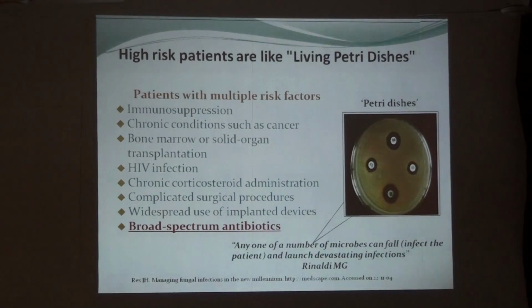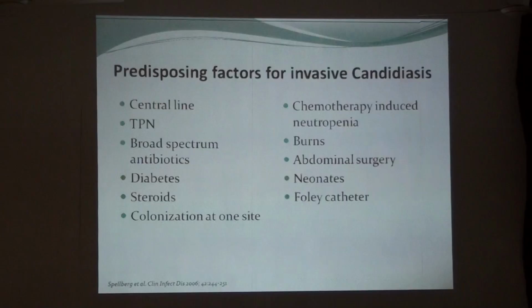Prophylactic management. Many of our high-risk patients are like living petri dishes. Patients who are immunosuppressed, cancer patients on chemotherapy, HIV infection, patients on steroid administration, patients with complicated abdominal surgical procedures, widespread use of implanted devices, the use of broad-spectrum antibiotics, particularly the carbapenems, total parenteral nutrition, diabetes, multiple sites of colonization, burns, and patients on long-term Foley's catheters.